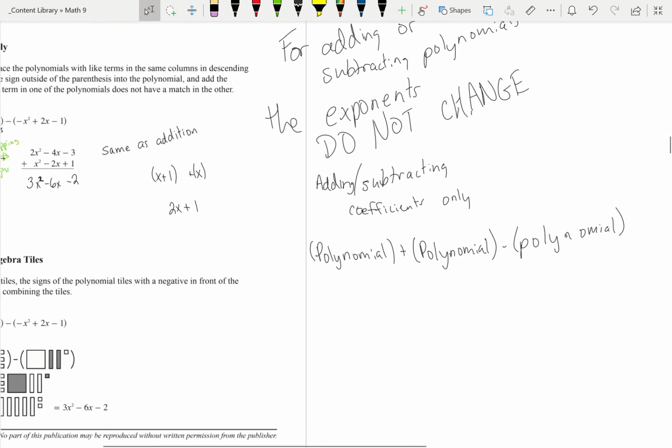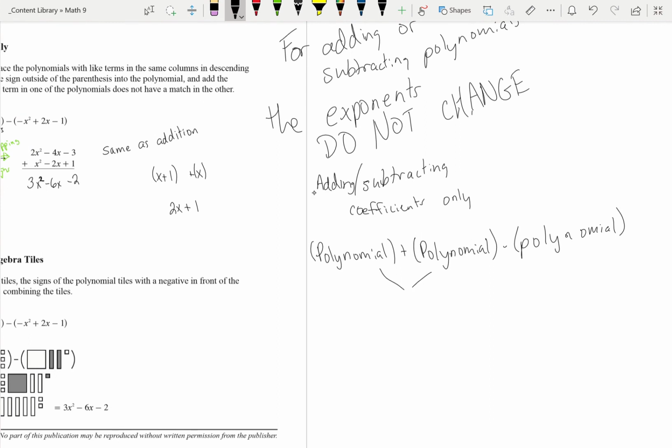One of the things that you could always do is figure out the answer here, so then you would get your new polynomial minus your other polynomial, and this would go together to give you your answer.